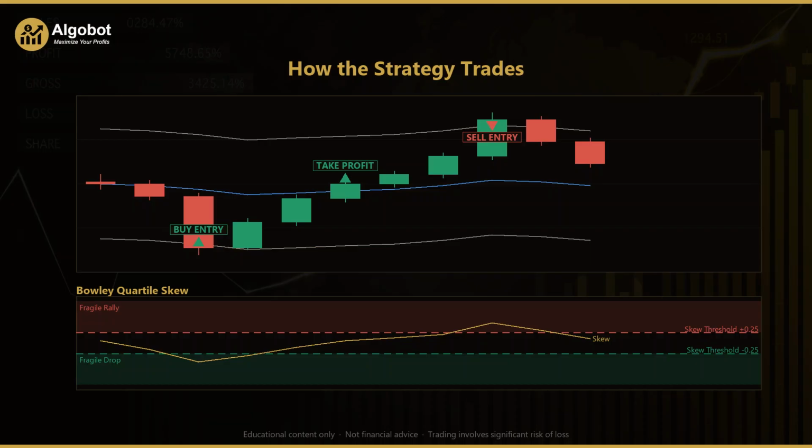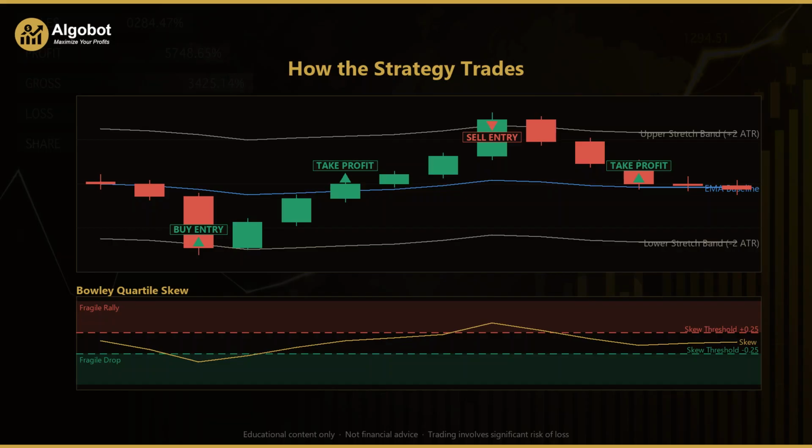Then the mirror image sets up. Price accelerates higher, and on the ninth candle it spikes above the upper stretch band. In the panel below, the skew climbs to around plus 0.48, above the plus 0.25 threshold and into the red fragile rally zone. This says the rally leaned on a handful of up spikes rather than broad buying. Stretched above the baseline, fragile positive skew, flat regime once more, the sell entry marker prints. Here the protective stop is placed 1.5 ATR above the high extreme, keeping the risk defined.